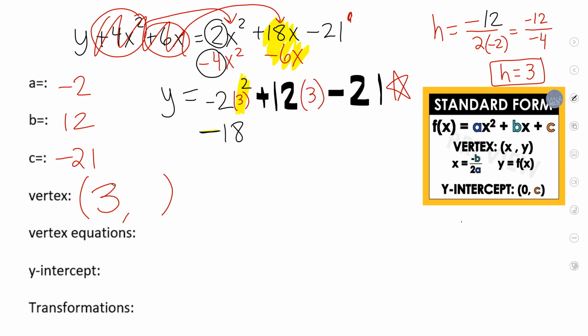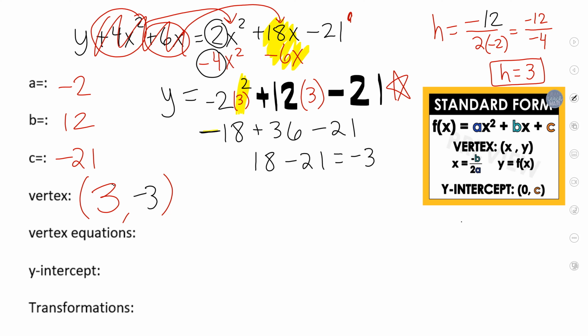What is 12 times 3? 36. Minus 21. And guys, you can use your calculator for this. What is -18 plus 36? It's 18. And then we're going to subtract 21. 18 minus 21 is -3. So this is what your answer is here. Your vertex is at 3, -3.